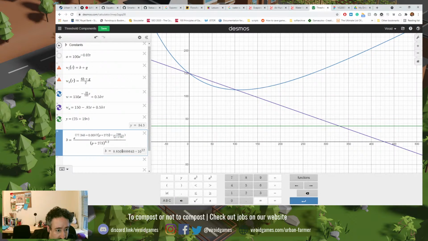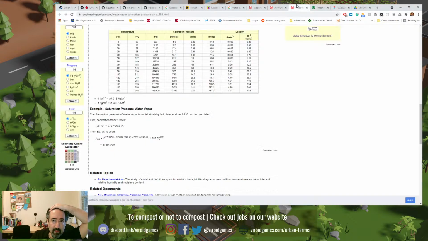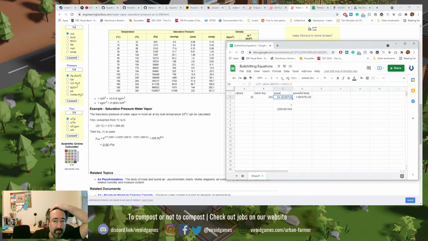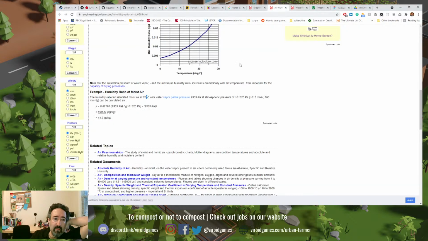2735. There you go. There you go. This is the number. 2309. 2309. 20 degrees, 2309-ish. Round it up. Done. So now we have saturation pressure of water vapor. Well done.